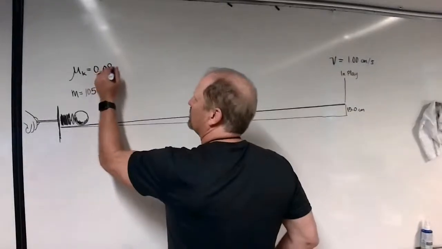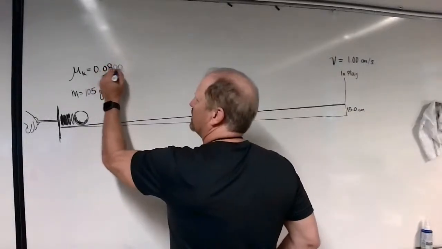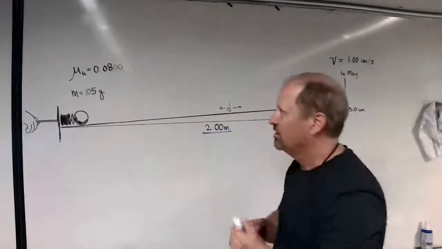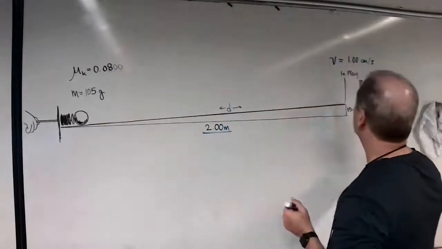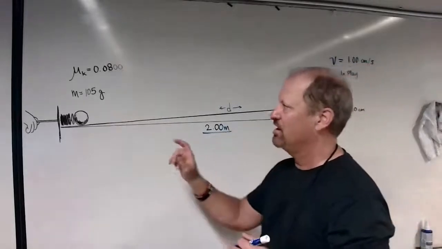Let's go 0.0800. That way we have 3 significant figures throughout, all the way across.